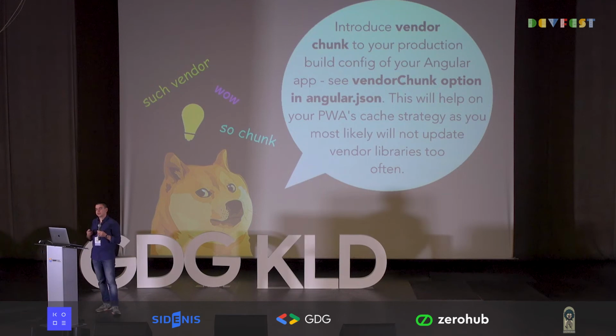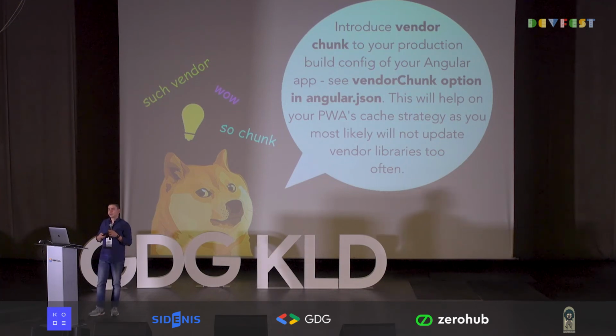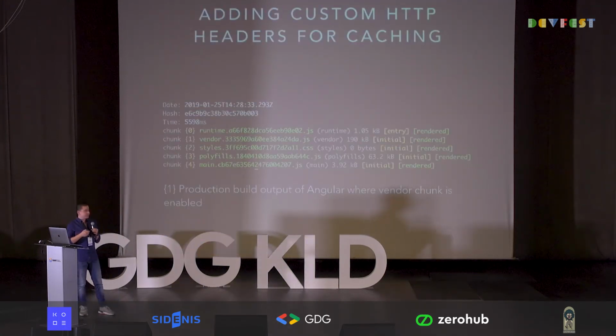Another tip from Doggy is introducing vendor chunks to your Angular application, especially for your production builds. This will help your PWA's cache strategy, as you most likely will not update vendor libraries too often. You will be developing your application logic in your main JS file on your build system. But if you separate the vendors, you're not going to update Angular every month or every week, right? By enabling vendor chunks, you can see a new file, vendor.js, is created, and this can be cached by introducing long-time caching. It's a big chunk, and you don't need to load it again and again.